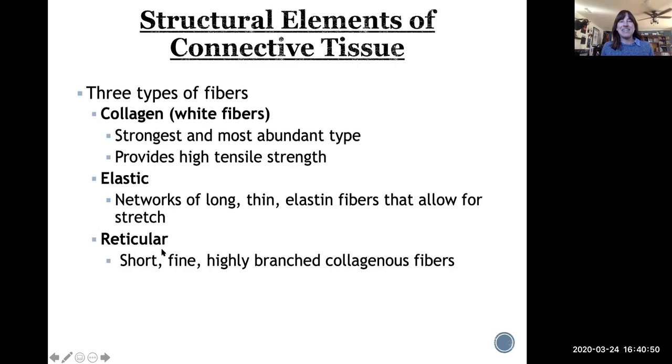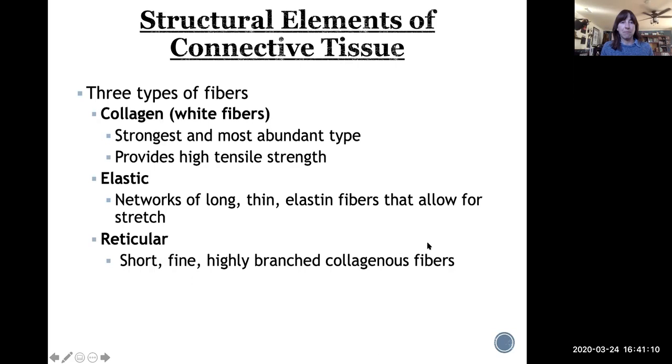So because they are made of collagen fibers, they again are very, very strong and have high tensile strength. Since they are short and bundled and branched, that makes them even stronger. So reticular fibers are arguably the strongest type of fiber that can be found in connective tissue.